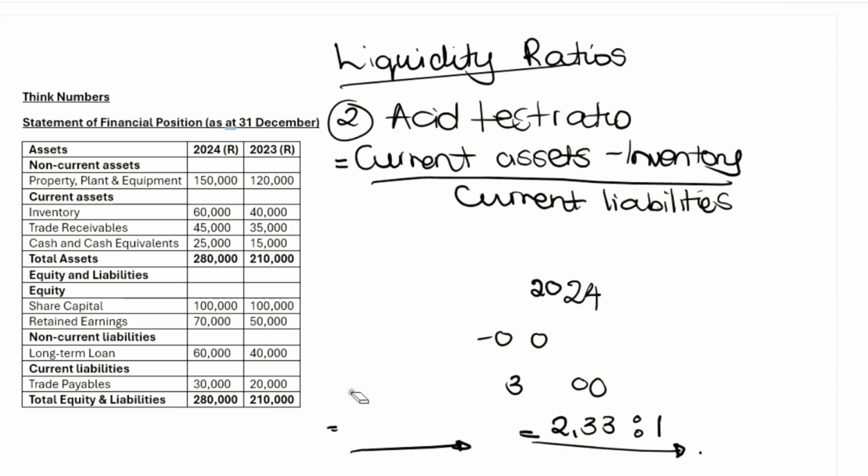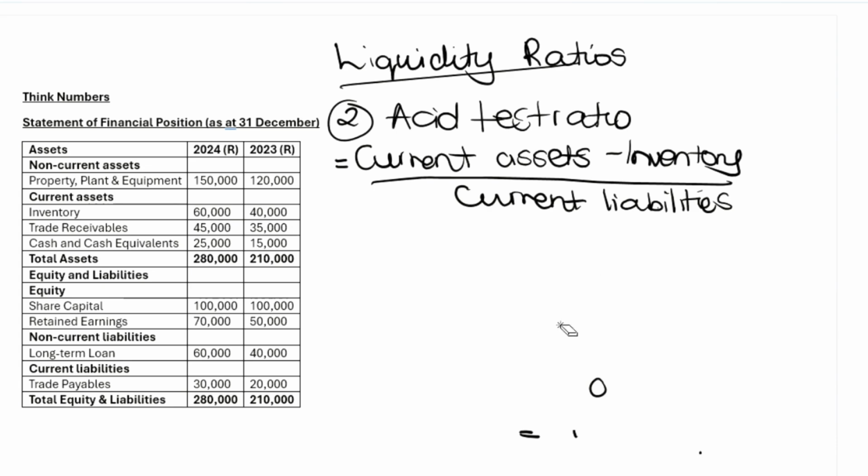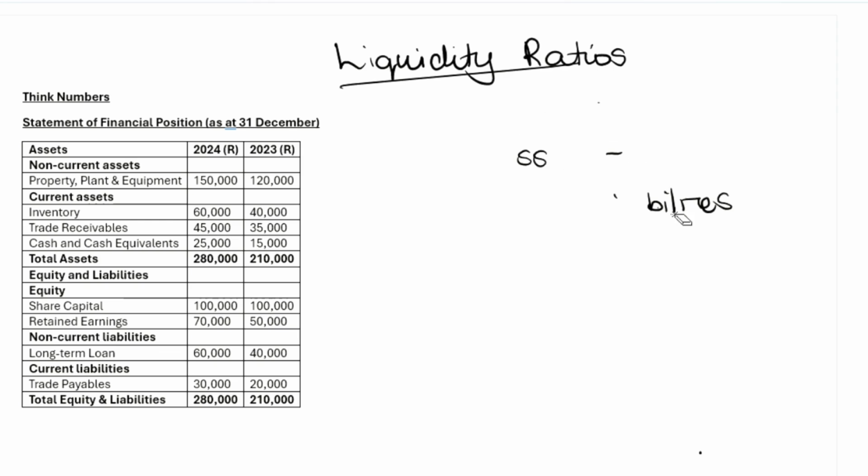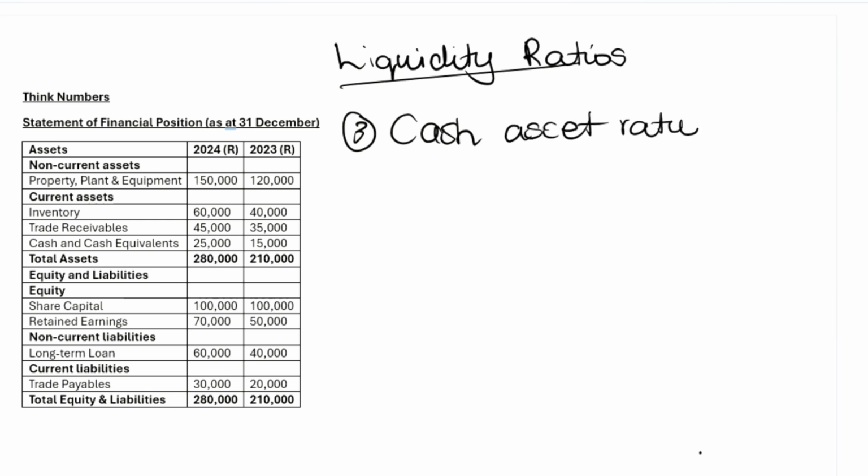So the third one under liquidity ratios is our cash asset ratio. I think it's probably the most brutal liquidity ratio, because what it looks at is absolute liquidity. So what we are looking at is cash that is readily available. Okay. So next one, cash asset ratio.